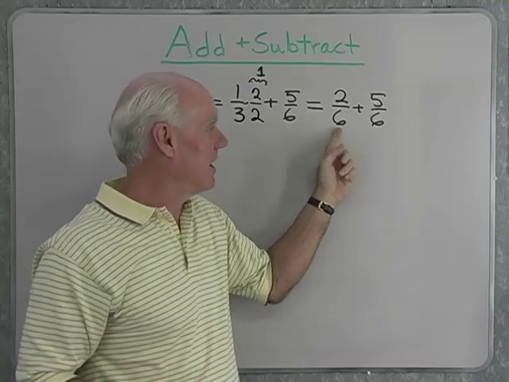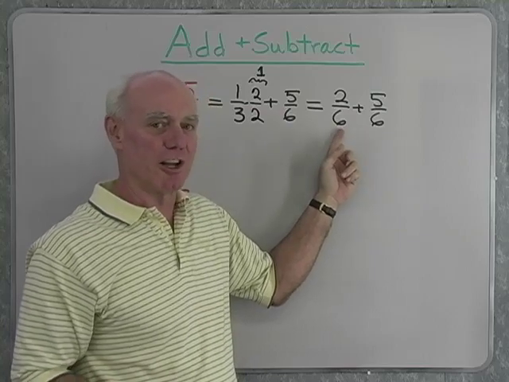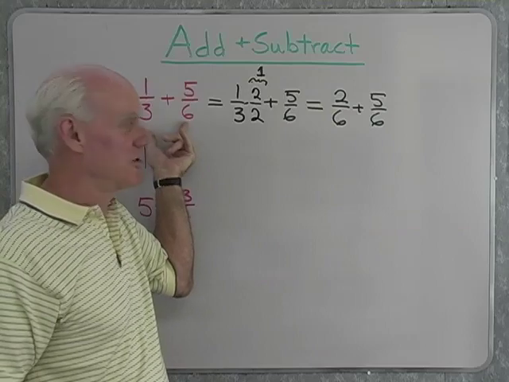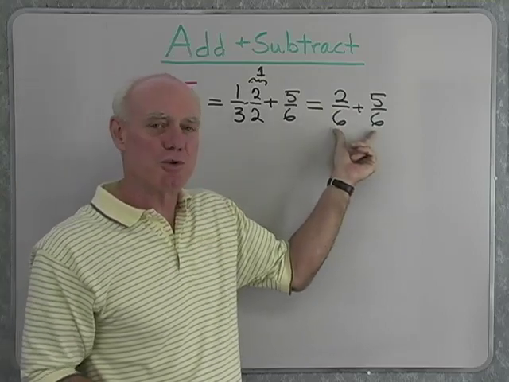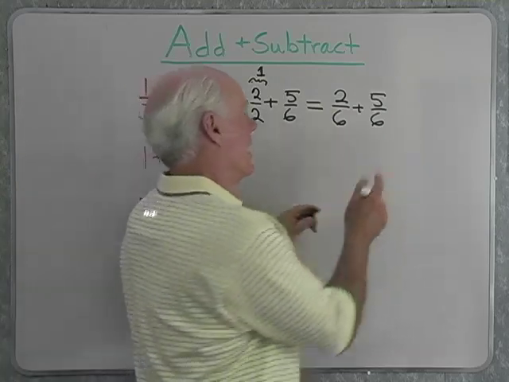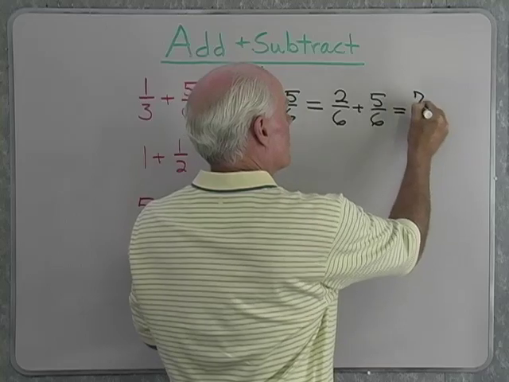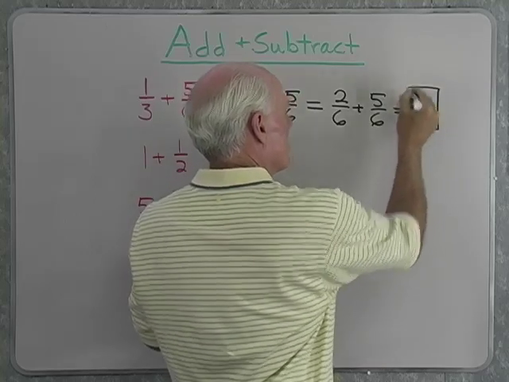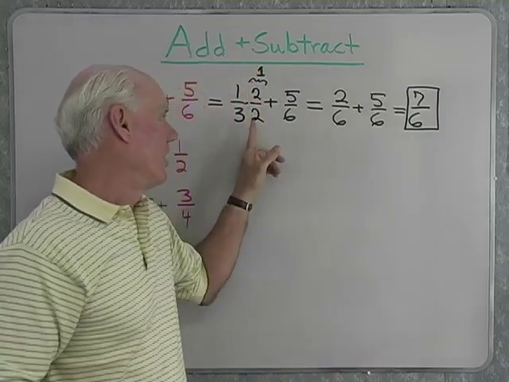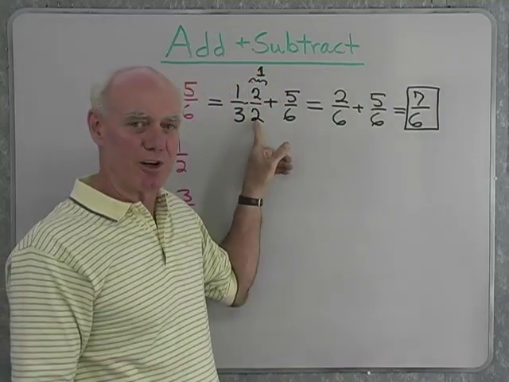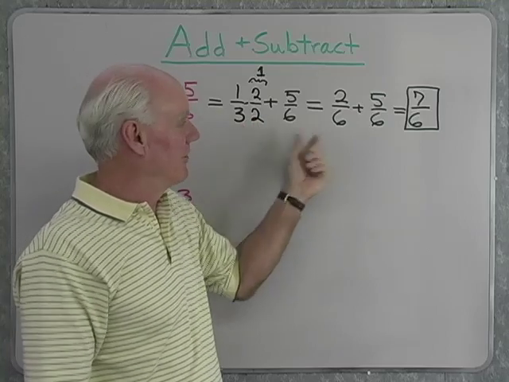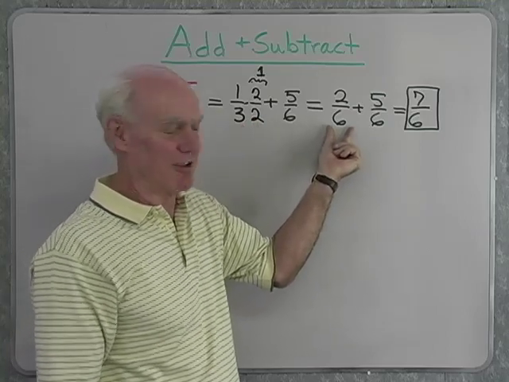I did this because I can't add these two fractions unless they have the same denominator. So this problem, 1/3 plus 5/6, is the same as this problem, 2/6 plus 5/6. Now I'll just add numerators and get 2 plus 5 is 7, divided by that common denominator, 6. Again, the number 1 is very important here, because I know if I multiply a number by 1, I won't change its value. I'm changing its form, but not its value.